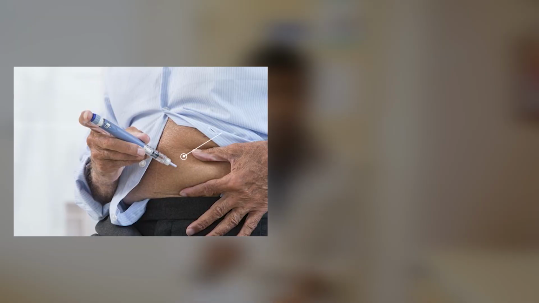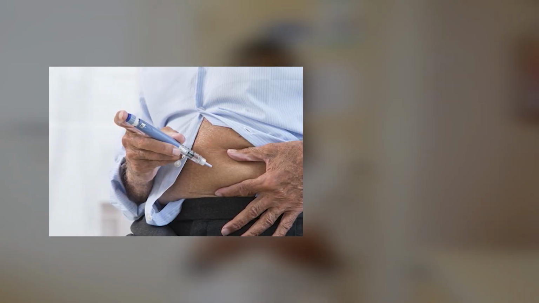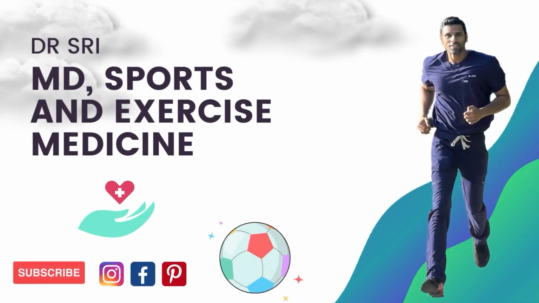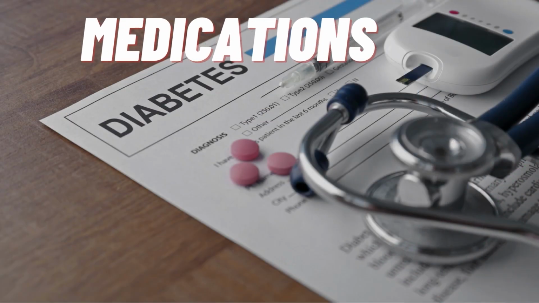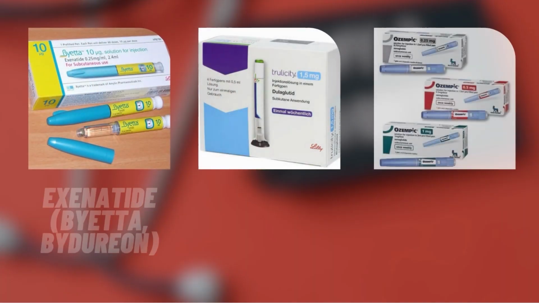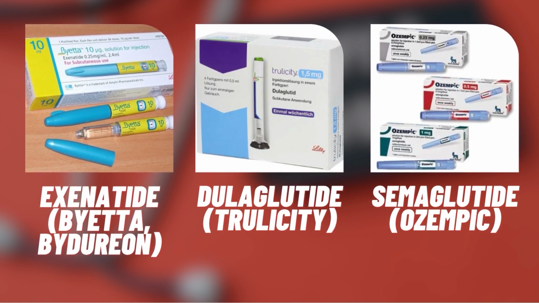In this video, we're going to discuss the newer non-insulin type 2 injections, which are basically the GLP-1 analog injections, and how they work for type 2 diabetes. Examples of these medications include Exenatide, which comes as Byetta or Bydureon, Dulaglutide, which comes as Trulicity, and Semaglutide, which comes as Ozempic. In my opinion, the GLP-1 analog injections are a huge breakthrough in the pharmaceutical industry when it comes to the treatment of type 2 diabetes.